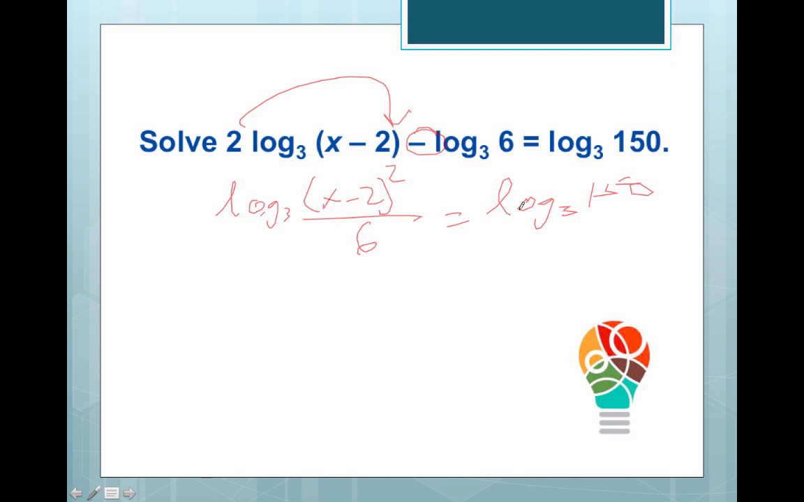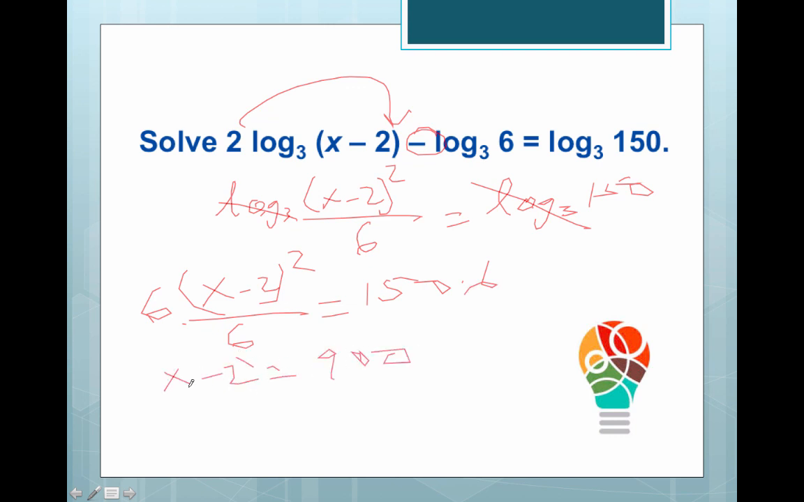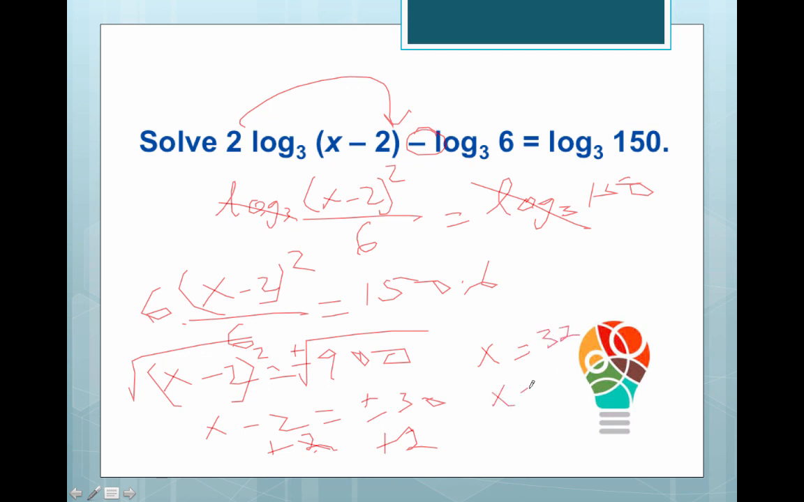Okay, so again, single log, drop the logs. X minus 2 squared over 6 equals 150. Times 6 times 6. X minus 2 squared equals 900. Oh, it's squared. Okay, square root, plus or minus. X minus 2 equals plus or minus 30, add 2, add 2. x equals 32 or x equals negative 28.